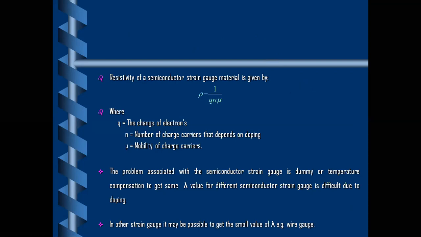What is this Q? Q is the charge of the electron, whatever I have specified previously. N is the number of charge carriers that depends on the doping. Mu is the mobility of the charge carrier. Mobility means movement of the charge. What is the problem associated with the semiconductor strain gauge?